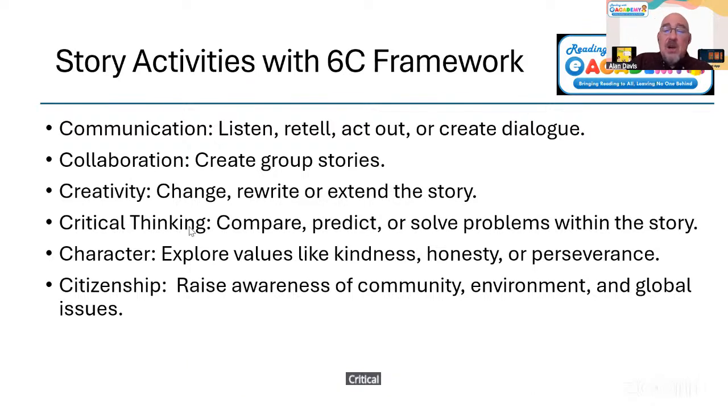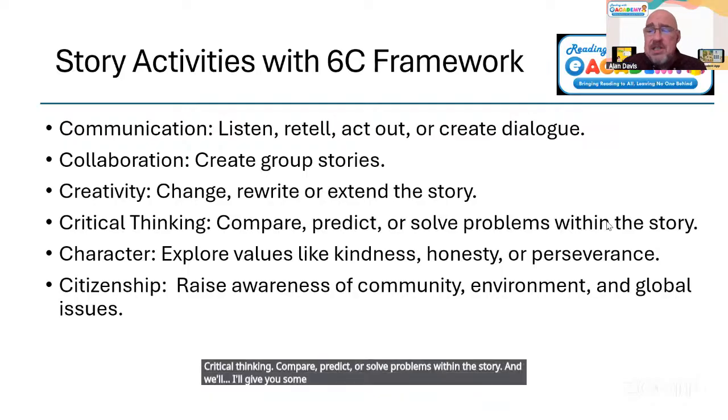Critical thinking: compare, predict, or solve problems within the story. And I'll give you some examples of this in just a minute.